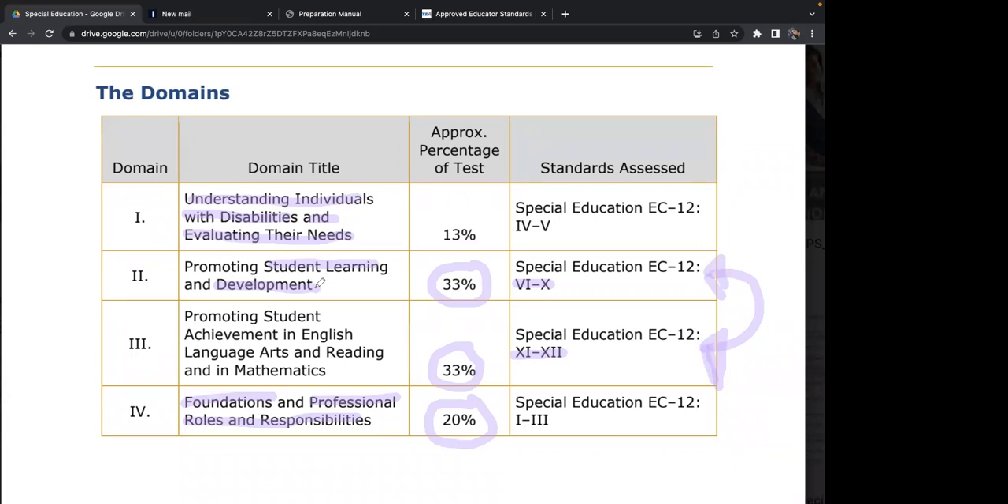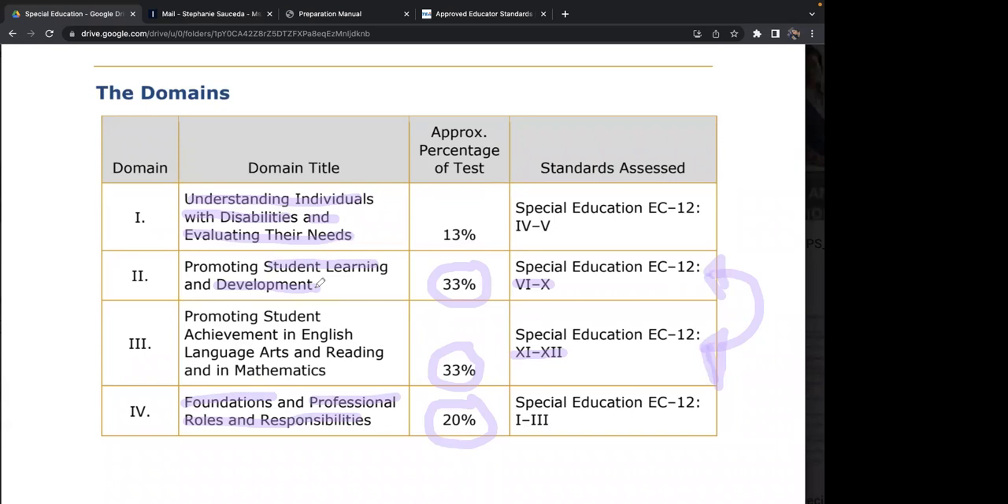Domain 3 is you're promoting student achievement. So again, that's student learning and development, but in particular in English language arts and reading, ELAR, and mathematics. Really important. It's so important that our special ed students have strong math and reading skills, as much as possible, because their ability to read and understand and do some of the more basic math things are going to be fundamental to their success later on. So really getting them as much support as possible.